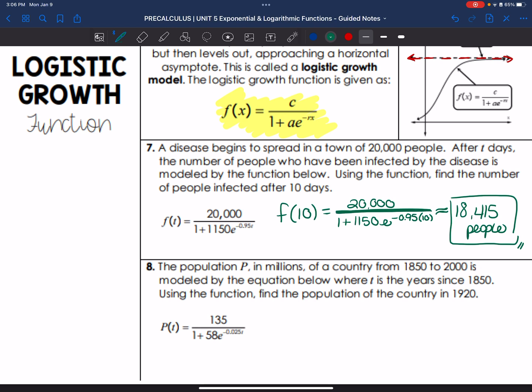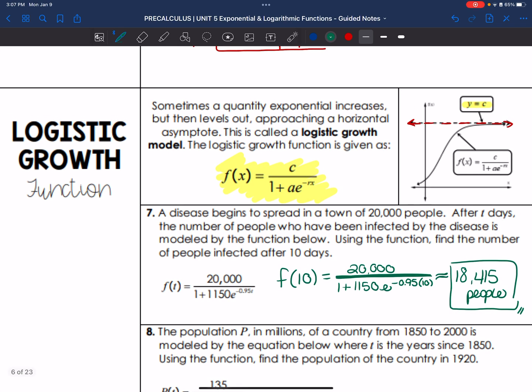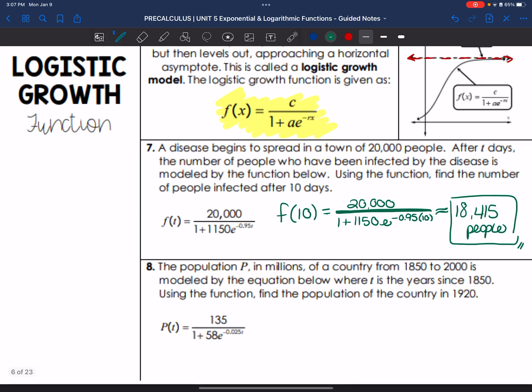Well, we are trying to figure out what happens here. This population just doesn't keep going off the charts. It does eventually taper off, which makes sense, right? Because a country can only really support so many people, and because of people moving and people coming to the end of their lives, it doesn't just keep growing and growing. It does taper off. So we want to find the population in the year 1920.